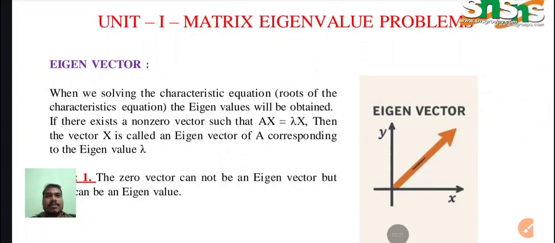Next, we see the definition of eigenvector. When we solve the characteristic equation, the roots are the eigenvalues. So there exists a non-zero vector x such that Ax equal to lambda x. Then the vector x is called the eigenvector corresponding to the eigenvalue.